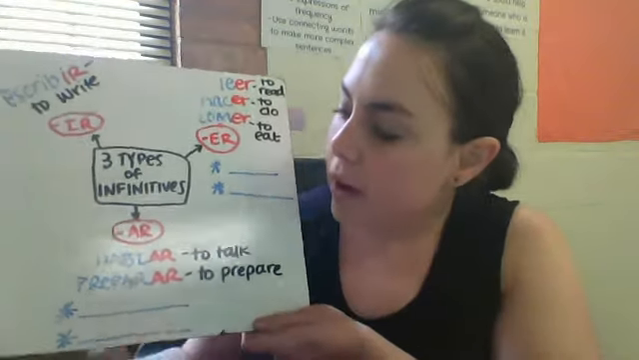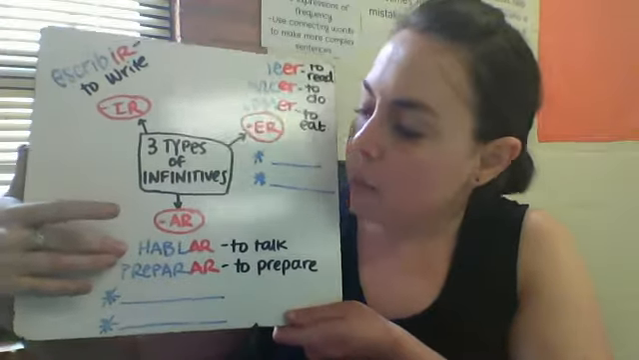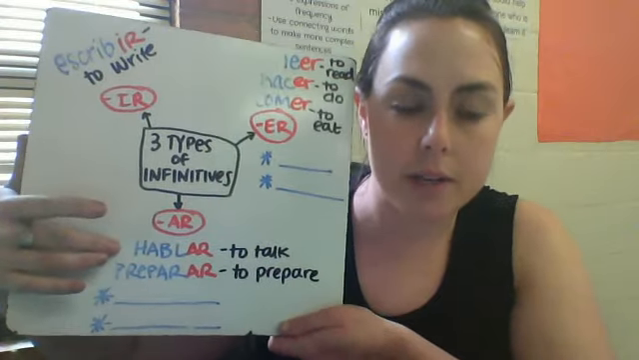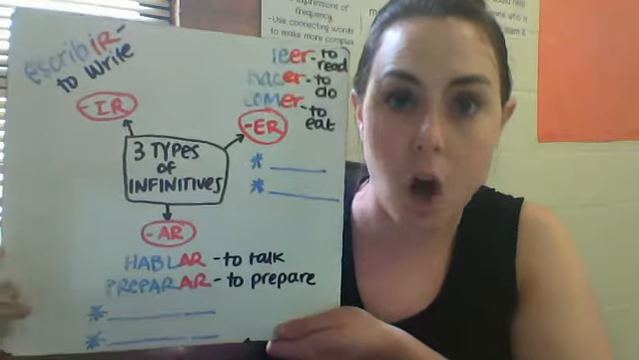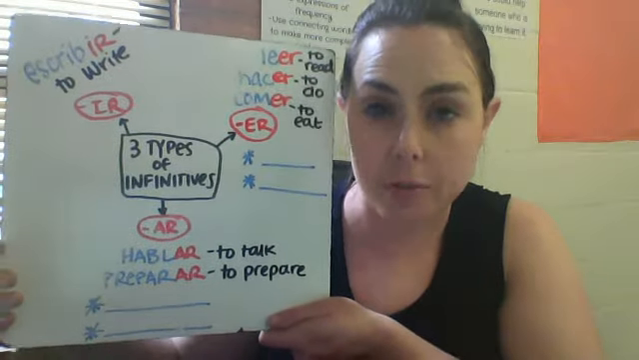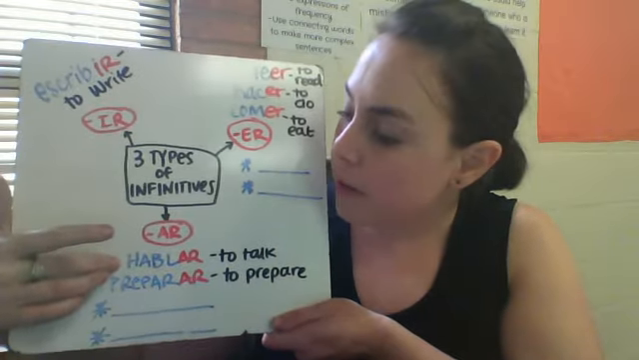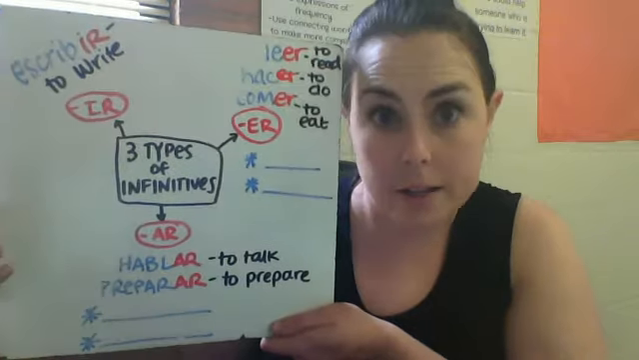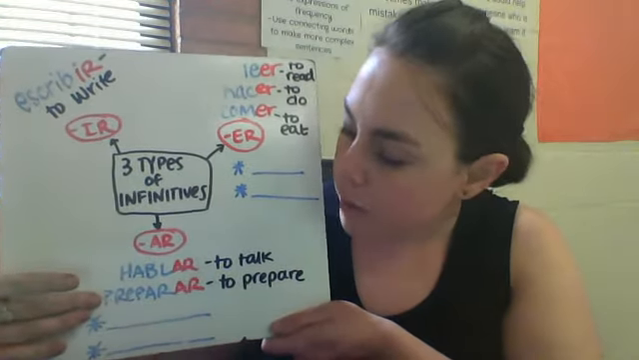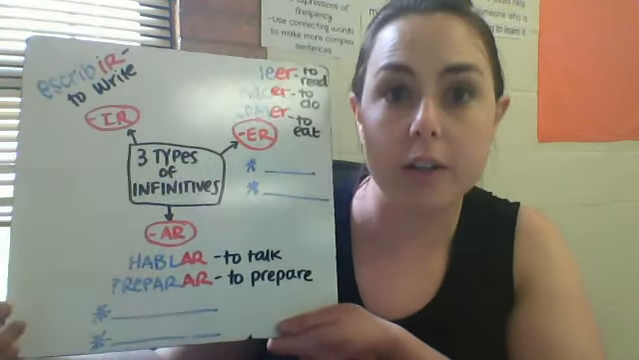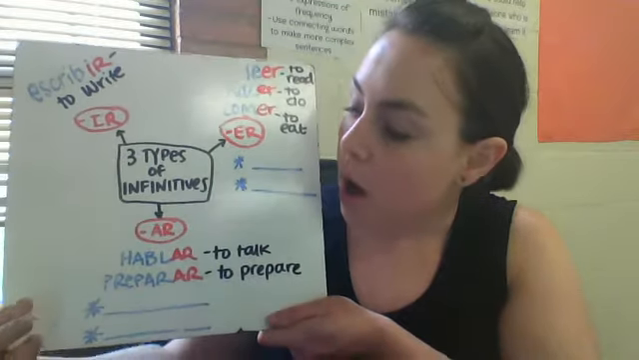Some examples of AR verbs that you already know are hablar. Okay, you know that this is a verb that means to talk, like in hablar por teléfono. Hablar is the infinitive, and it is an AR verb because it ends in AR. Preparar would be another example. To prepare is what I would say in English.